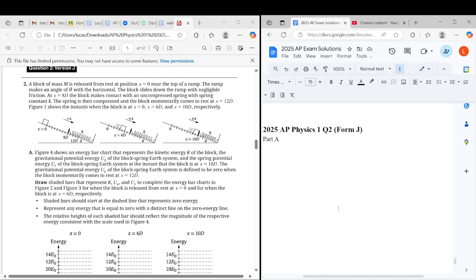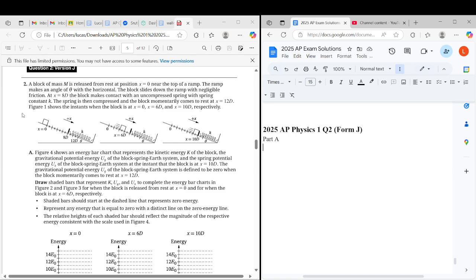This time we're going over free response question 2 from Form J. Free response question 2 tests our ability to transfer our knowledge between visual, graphical, and verbal representations as well as using equations. So that's why it's called the translation between representations question. This is the longest question on the test, so we're going to start with going over the scenario.